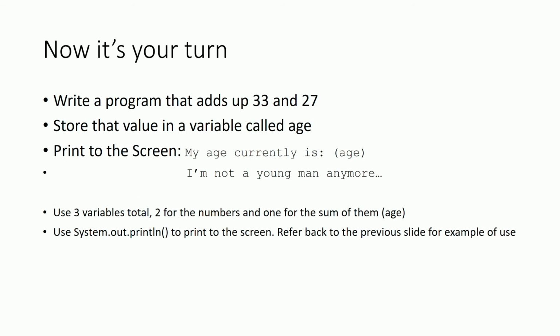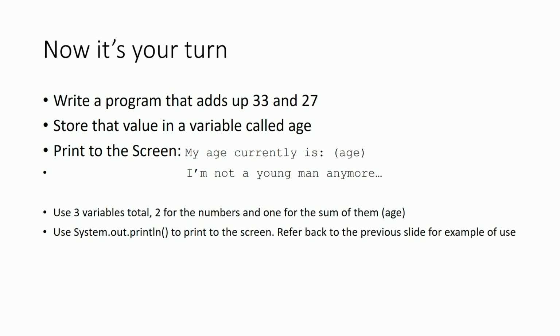So now it's your turn. So the next thing that we'll have you do is just write a simple program, and it should be very easy, very similar to what we did above. And that's to write a program that adds up 33 and 27. And then take that value that adds up 33 and 27 and put it into a variable called age. Then print that to the screen. So my age currently is, and then that variable age. And then print after that, I'm not a young man anymore.